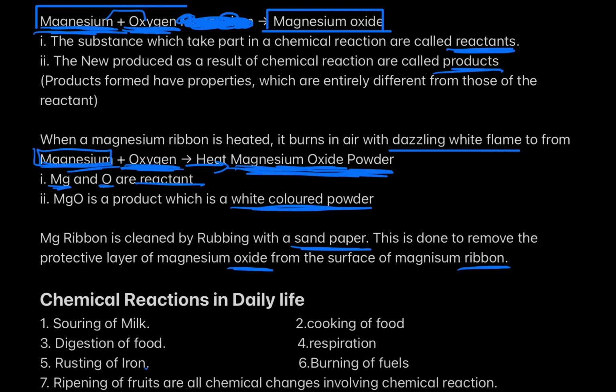Next, we will see chemical reactions in daily life. Some examples of chemical reactions in our daily life are souring of milk, cooking of food, digestion of food, respiration, rusting of iron, burning of fuels, and ripening of fruits. These are all chemical changes involved in chemical reactions.